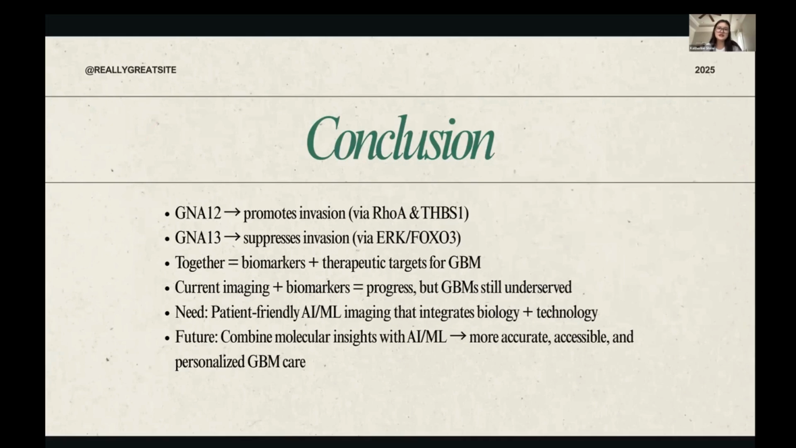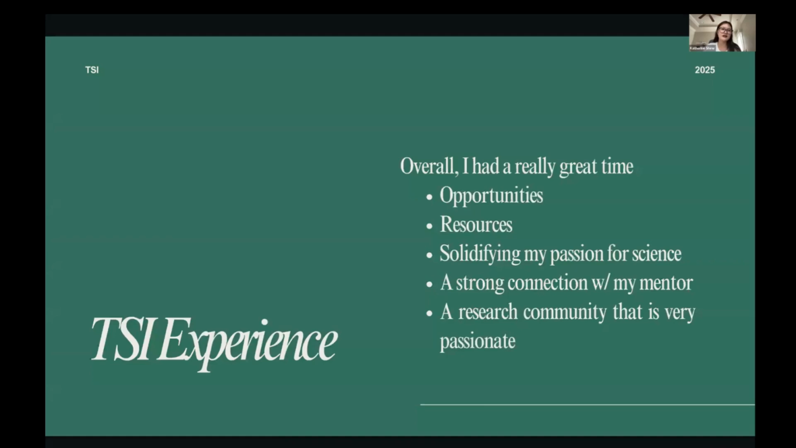Really brief conclusion. I mostly said this throughout my presentation, but GNA12 promotes invasion, GNA13 suppresses invasion. Together, we can have biomarkers and therapeutic targets for GBM. Current imaging and biomarkers are in progress, but GBMs are still underserved because the only example I could find was in gliomas. The need is patient-friendly AI ML imaging, but the future has combining molecular insights, which is more accurate, accessible, and personalized care.